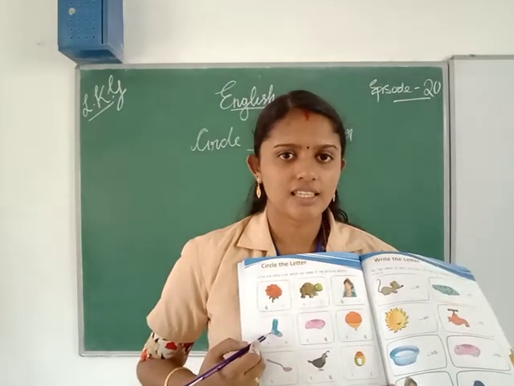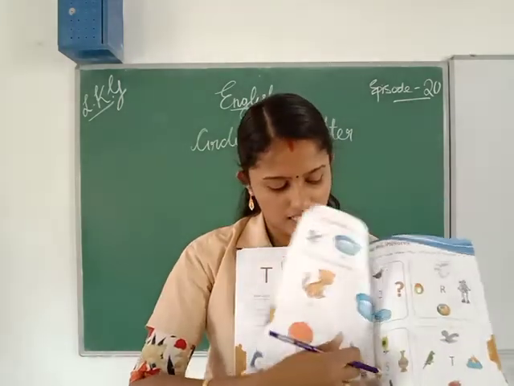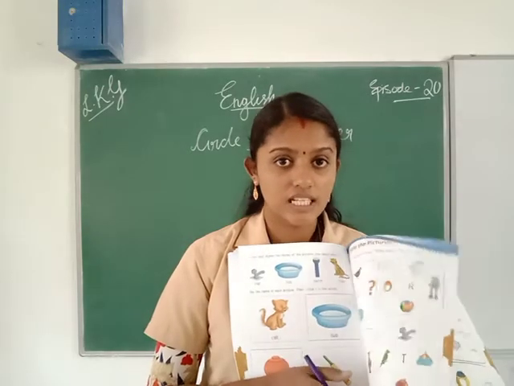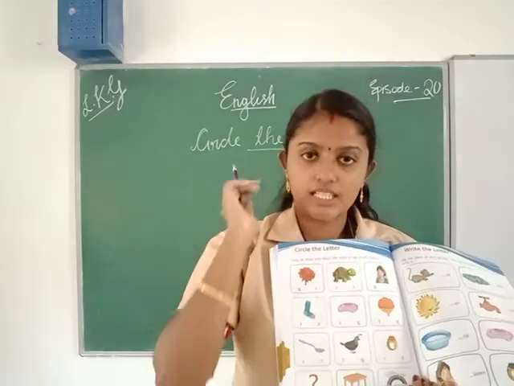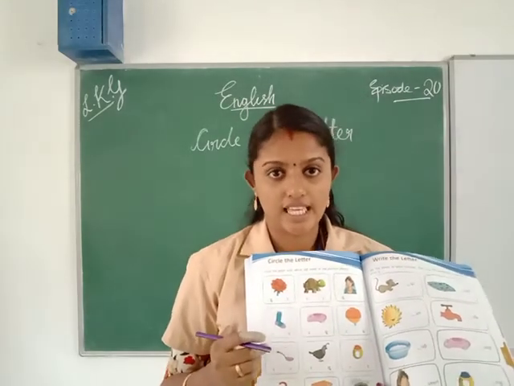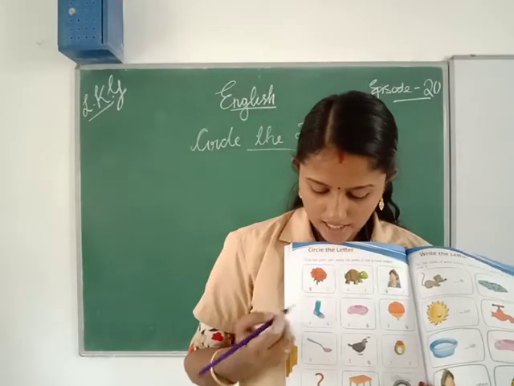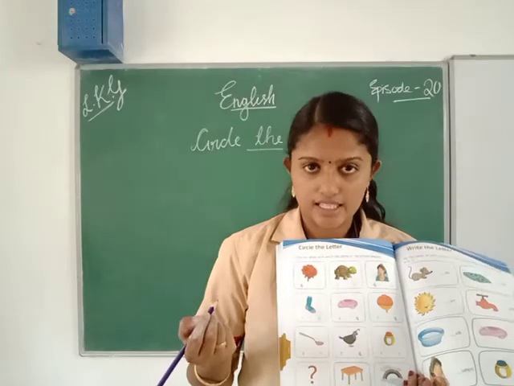What is this? In previous page, we have learned. Yes, these are socks. Okay. Which letter is begin? Yes. Where is the S? Is here. S circle. Yes.